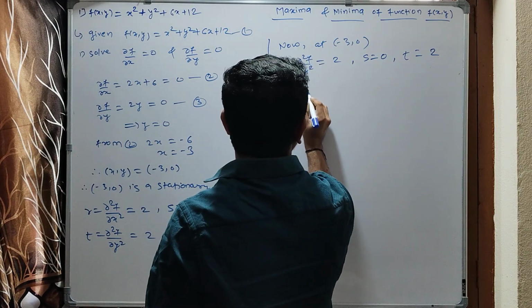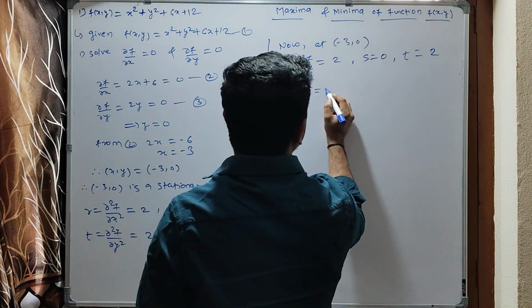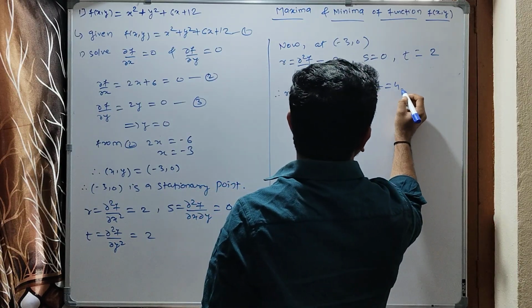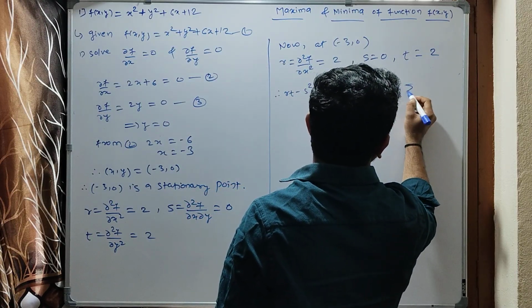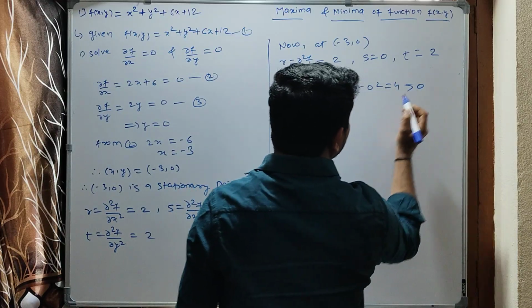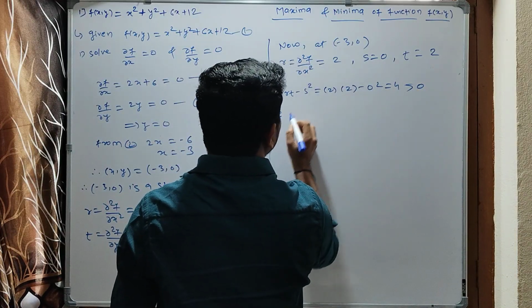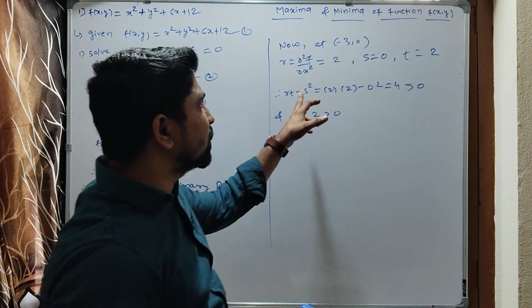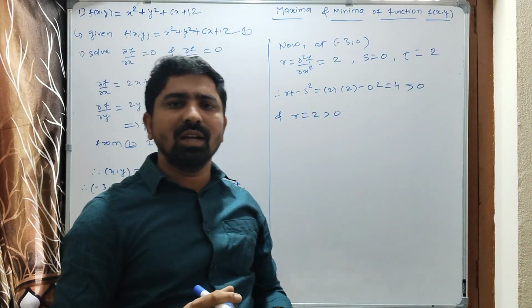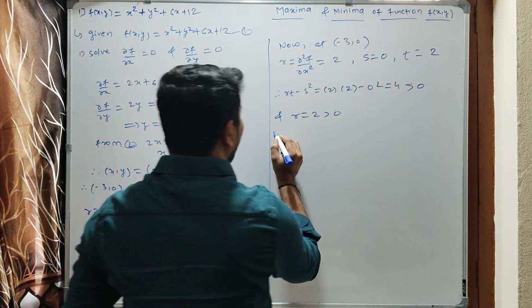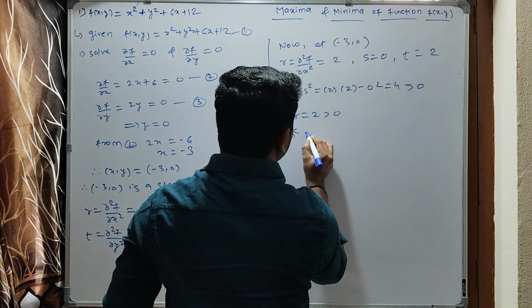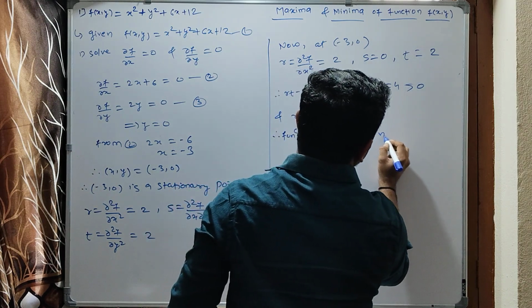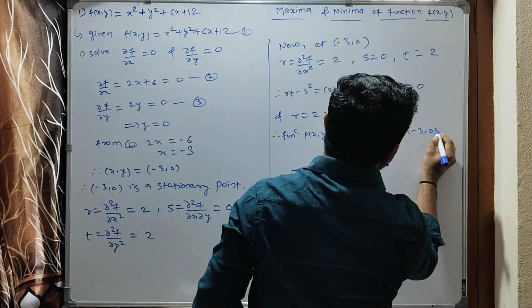Therefore rt minus s square equals, the value of r is 2, value of t is 2, minus 0 square, which is 4, strictly greater than 0. So rt minus s square is greater than 0, and r equal to 2 is strictly greater than 0. When rt minus s square is greater than 0 and r is greater than 0, at that time your function has minima. Therefore function f of x comma y has minima at critical point minus 3 comma 0.